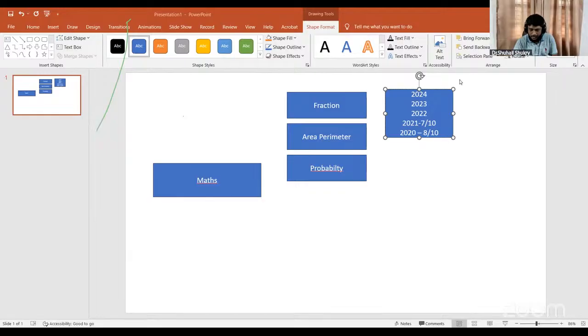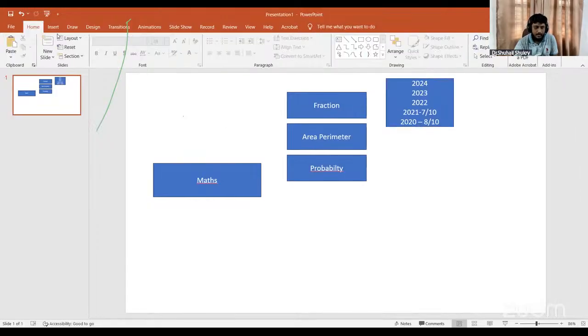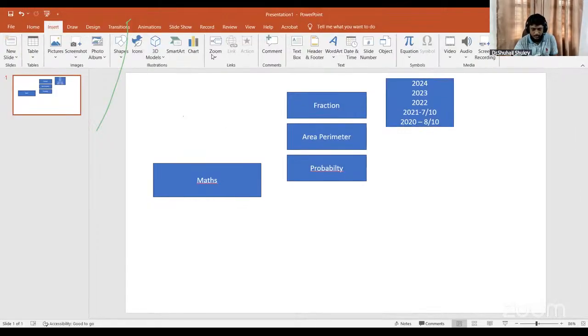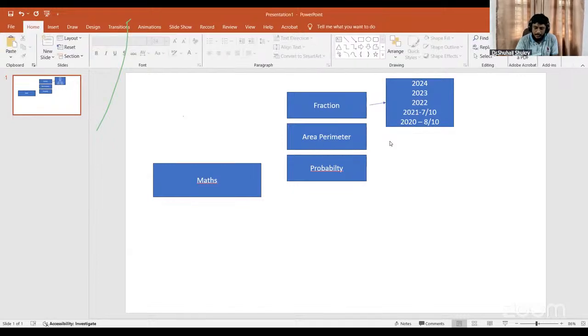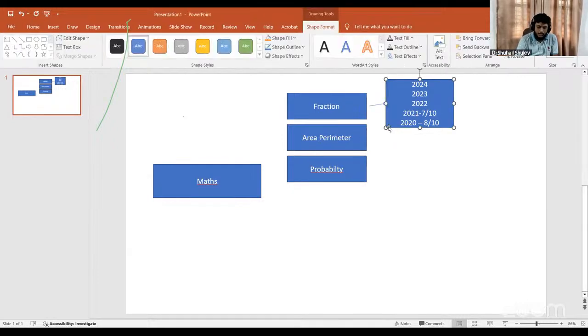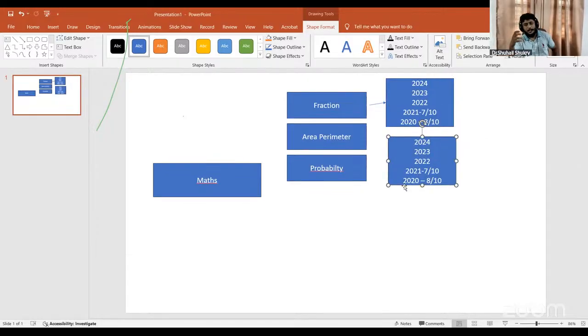This is an example. The fraction you do like this. Under fraction, you just prepare a table like this. No need to type or anything. Just take a book or a piece of paper and make this. Then under fraction you can mark this. This is the fraction part. Then for area and perimeter, do the same thing. Make another module like this for area and perimeter and mark how much you can get. So these are the parts you will get for the exam.